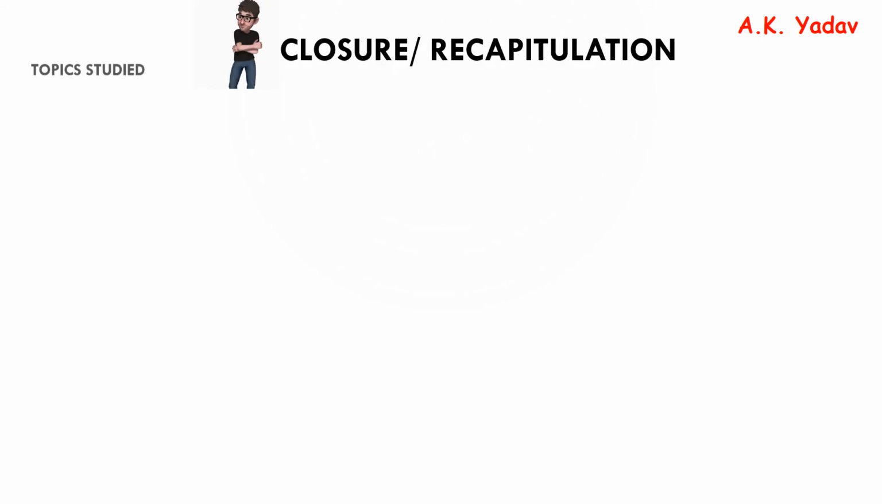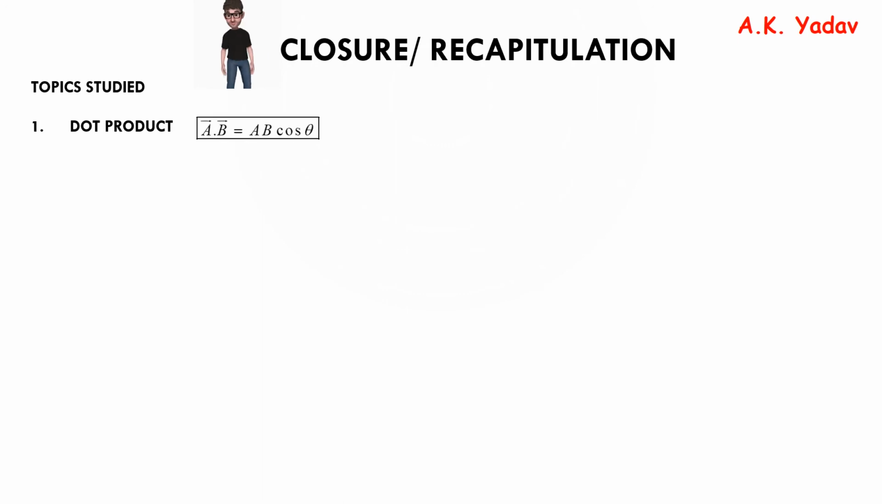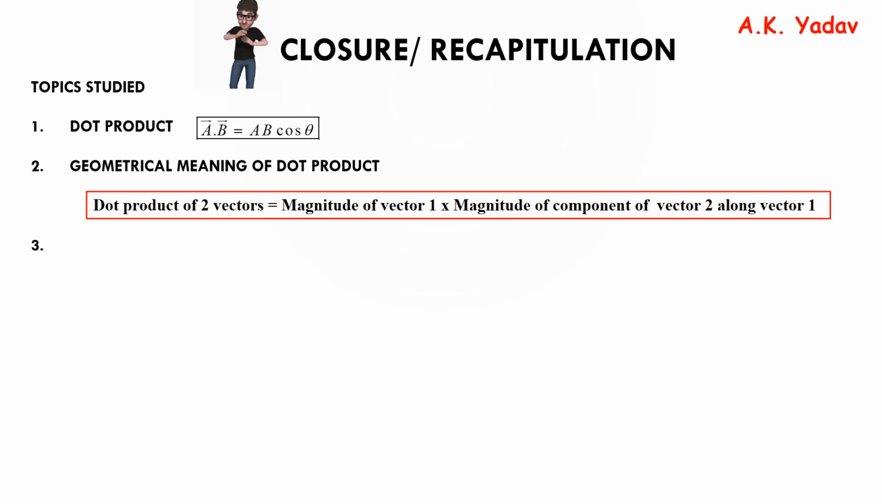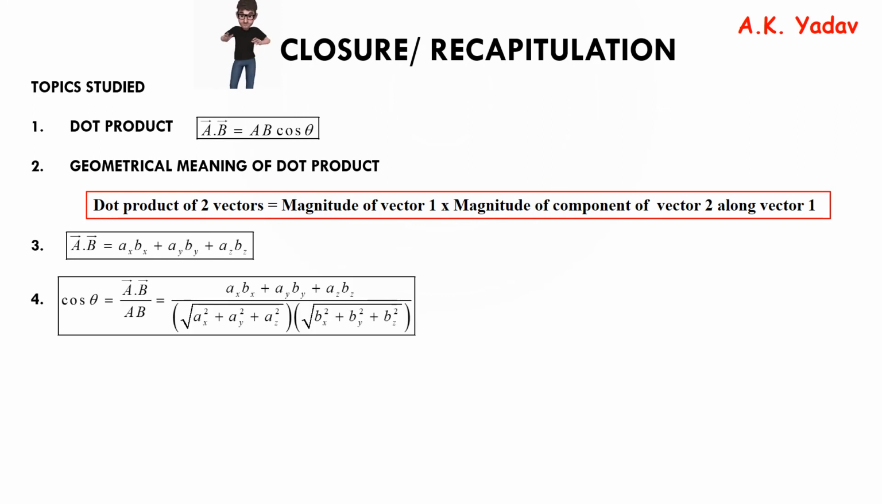Now is the time for recapitulation. What is dot product? A dot B is equal to AB cos theta. The geometrical meaning, dot product of two vectors is equal to magnitude of vector 1 into magnitude of component of vector 2 along vector 1. Then we did A dot B is equal to AX BX plus AY BY plus AZ BZ. Cos theta is equal to A dot B upon AB.